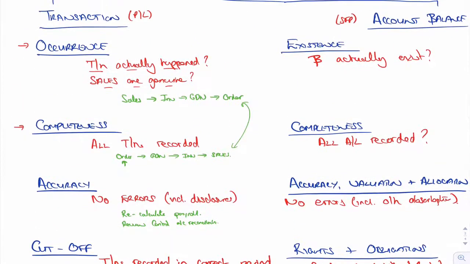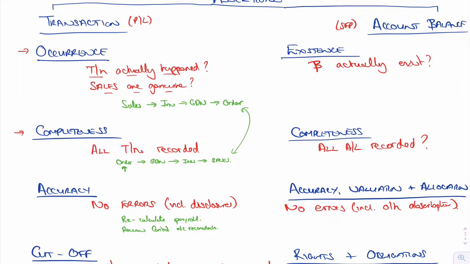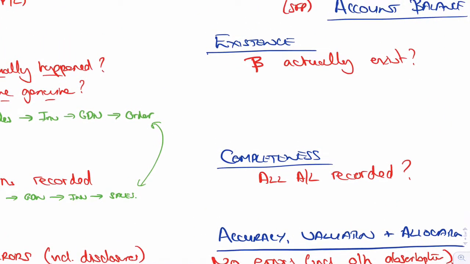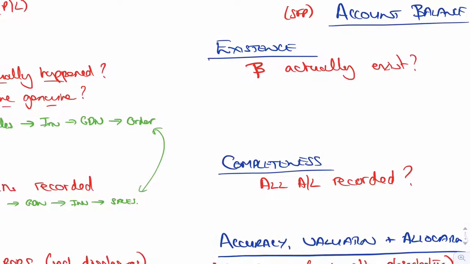What about balance sheet then, when we come to test the balance sheet? So let's have a look at that. Existence, same as occurrence over there. Does the asset or liability actually exist? Okay, so does it actually exist? Well, go and have a look. If it says there's some PPE, go and physically verify it. Then you know it actually exists.